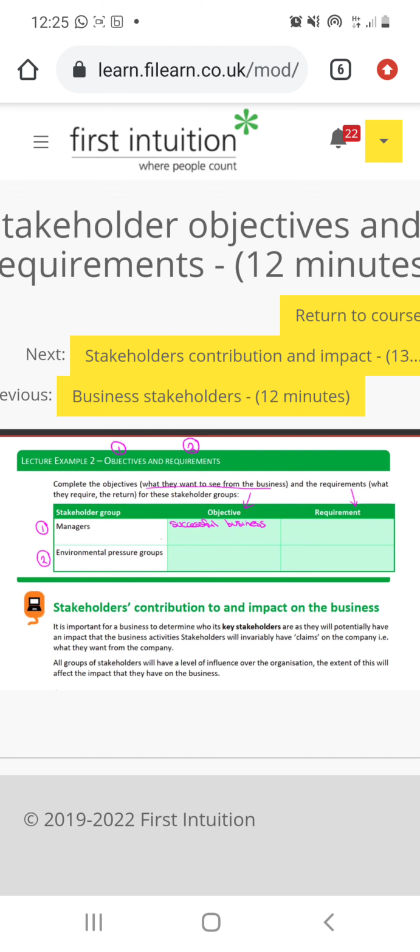They would like to see profitability, growth and longevity because at the end of the day what they require is their own salary, their remuneration package, job security, perhaps bonuses and career progression.